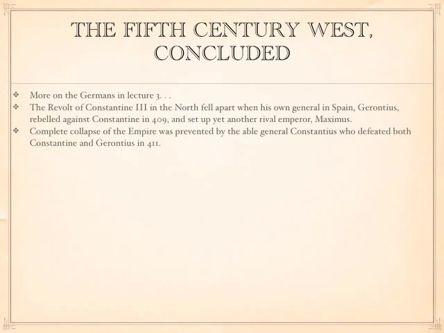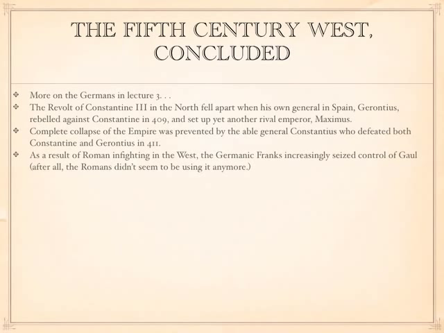The real power at this period of time is the massive Gothic group of immigrants that is inhabiting Italy after Alaric's sack of Rome. But Constantius manages to pull this off with the old Roman system. He's really the last old Roman-style general in the West. As a result of the constant infighting among the old Roman crowd, a tribe called the Franks crossed the Rhine and increasingly seized control of Gaul.